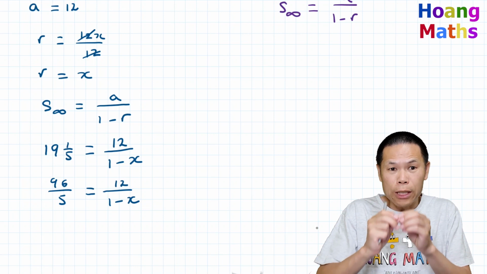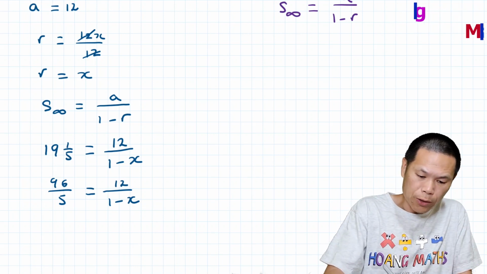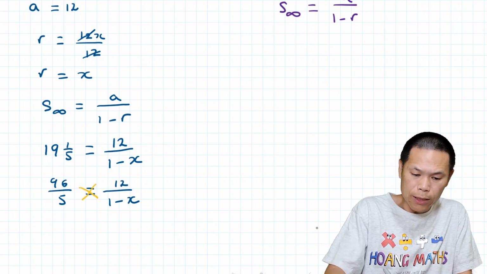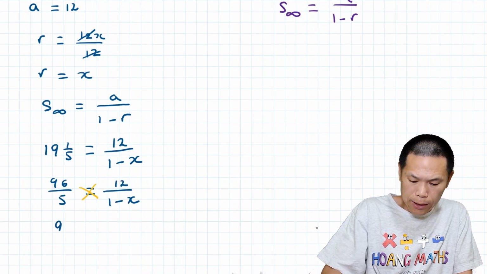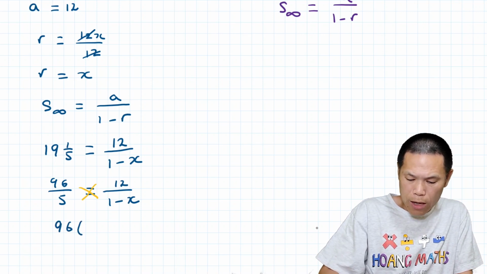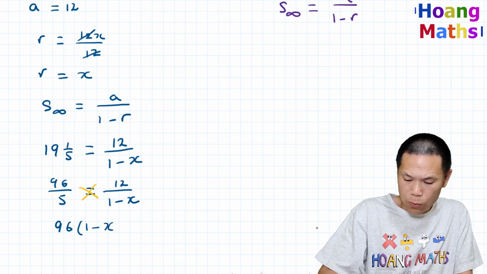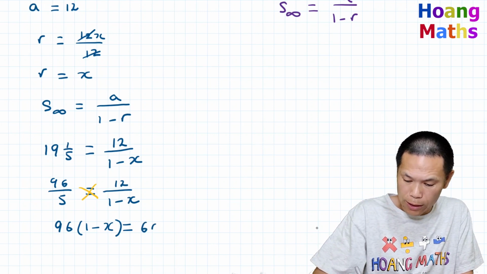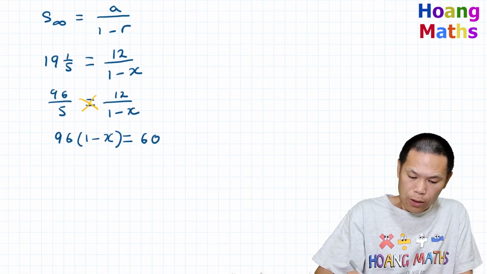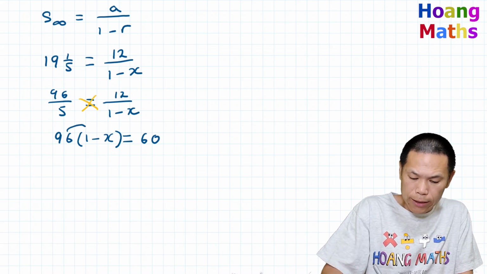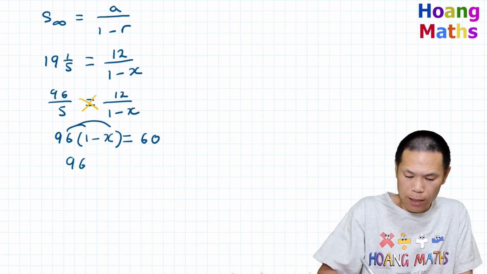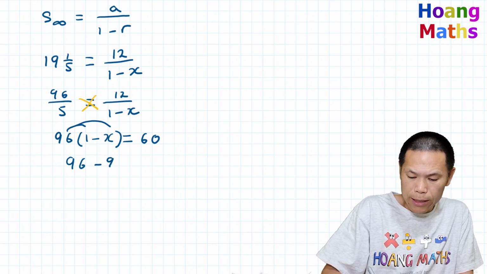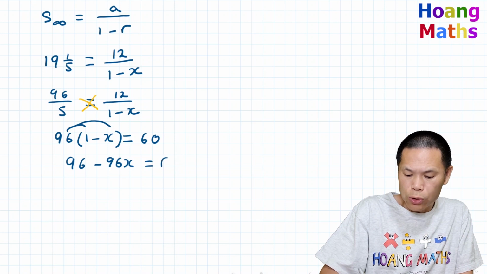So what I do now is cross multiply. So that is 96 times 1 minus x, which is equal to 12 times 5. 12 times 5 is 60, so I just write 60. Now I remove the bracket. 1 times 96 is 96. 96 times negative x gives me minus 96x, which is equal to 60.